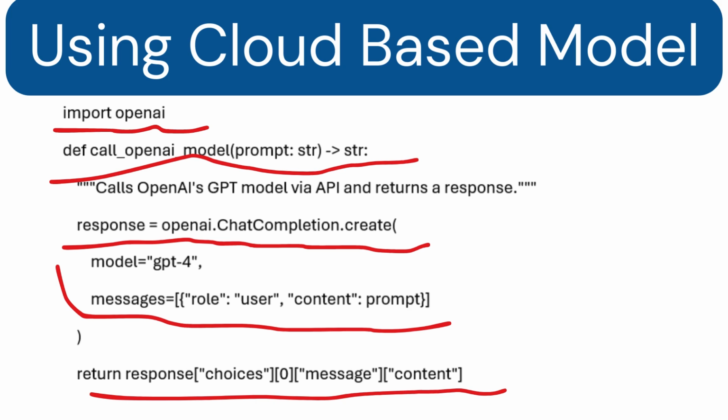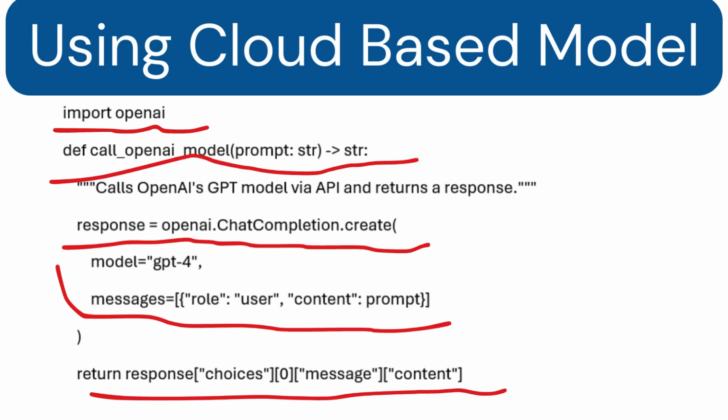GPT-4 processes the request and generates a response. The API sends back a structured response and our function extracts the AI's response and returns. And that's what gets printed to the screen. This is how a cloud-based model can now be used in Smolagents.